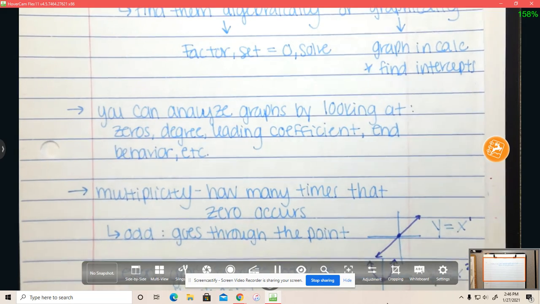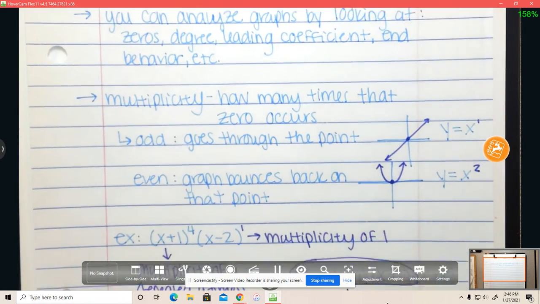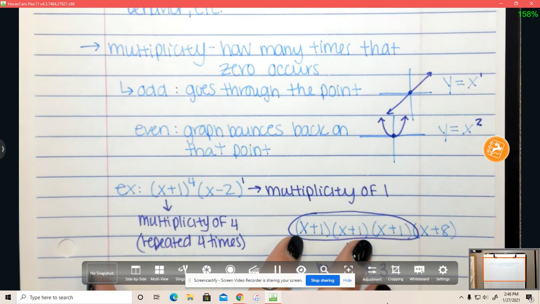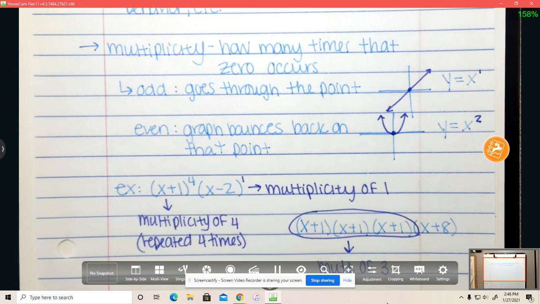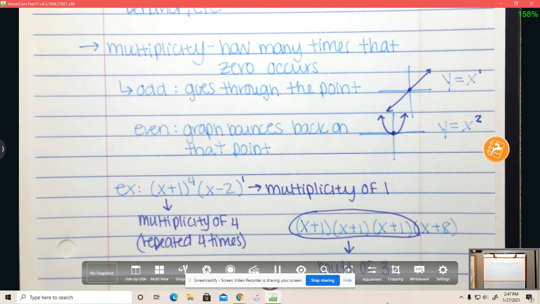All right, the last thing that we're going to talk about before we do some examples is multiplicity. So multiplicity refers to how many times that zero or that x-intercept occurs. We've said before you can have a repeated x-intercept or a repeated zero or repeated solution. Like when we had quadratics, your two solutions could have been x equals 5 and x equals 5. Sometimes it works out that way. So the multiplicity just tells us how many times that zero occurs.